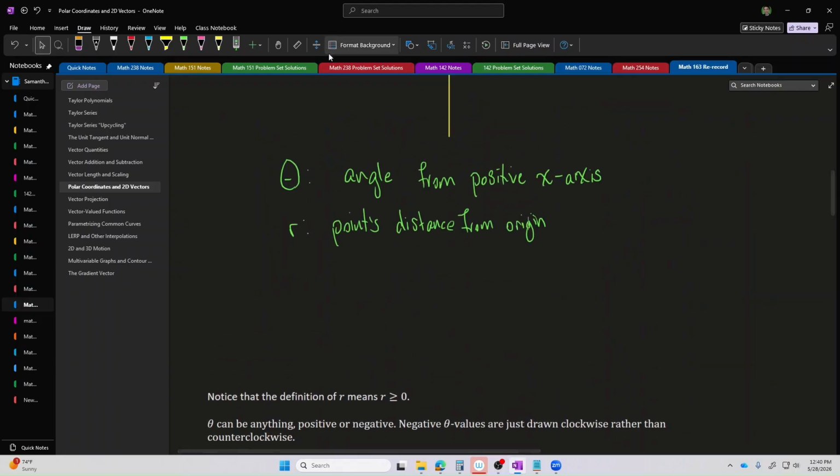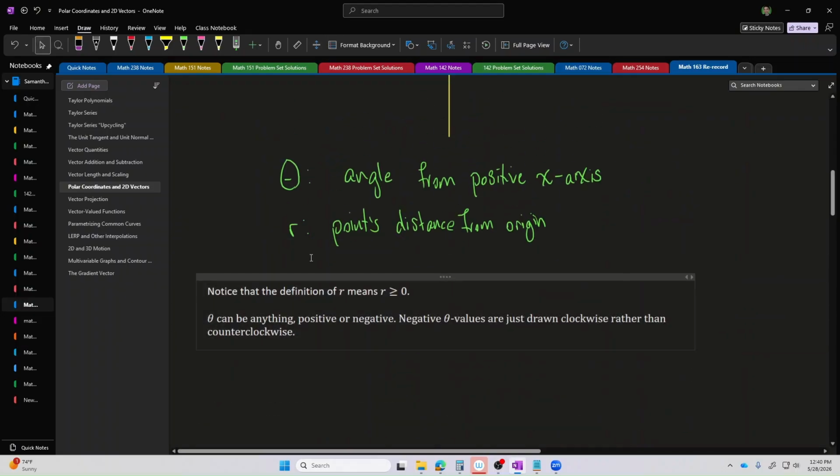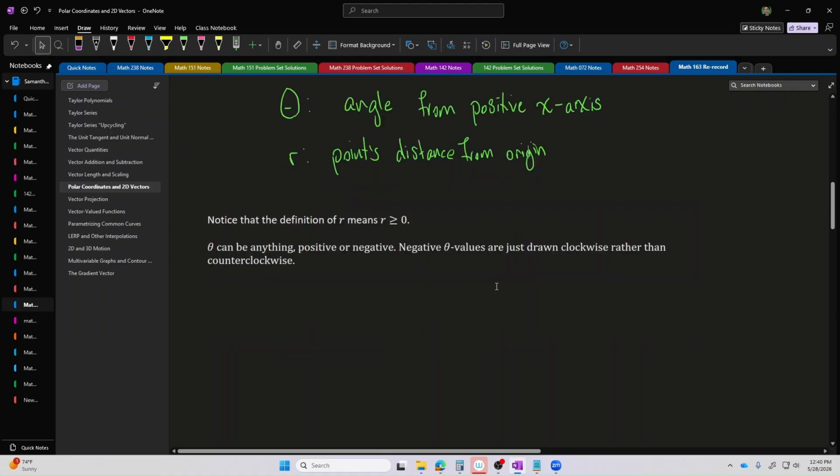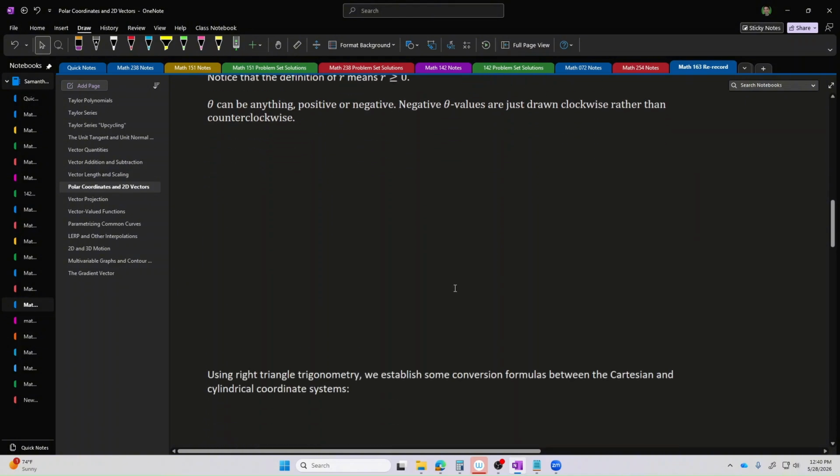Now, notice in this definition that because r is defined as a distance, the values of r are always going to be greater than or equal to 0. By contrast, theta can easily be either positive or negative. If someone gives you a negative value of theta, then we just draw those angles clockwise rather than counterclockwise.